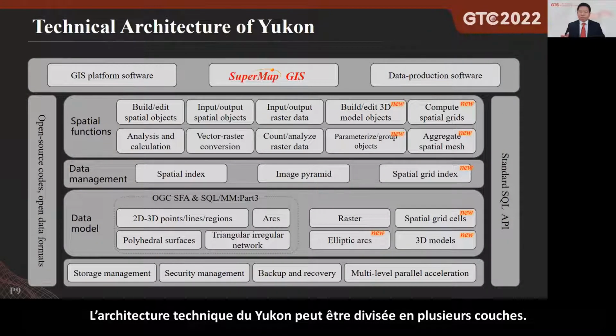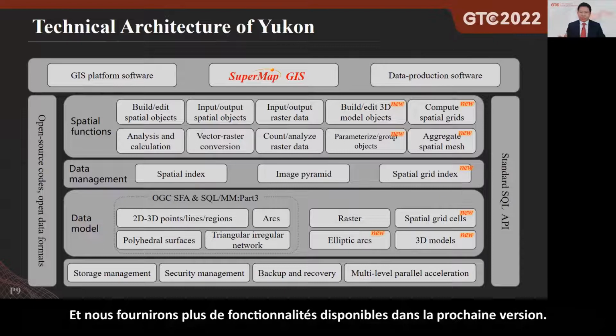The technical architecture of Yukon can be divided into several layers. Features with the label new listed in this architecture are extended from PostGIS, and more capability will be provided in the next version.